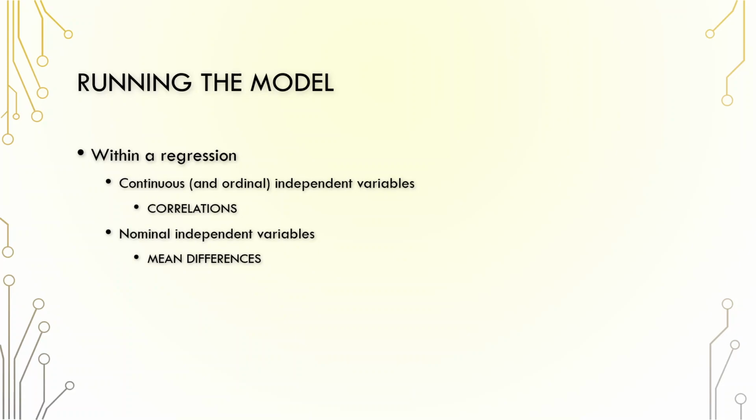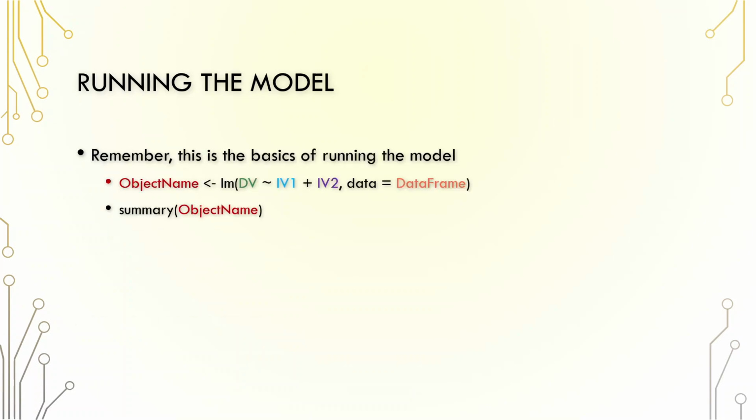So to repeat myself here, to make this essential point, with continuous and ordinal independent variables in a linear regression model, we're going to interpret those like we would correlations. But when we have nominal independent variables, we're going to interpret those as mean differences, the mean differences between groups. This is a really, really important point.